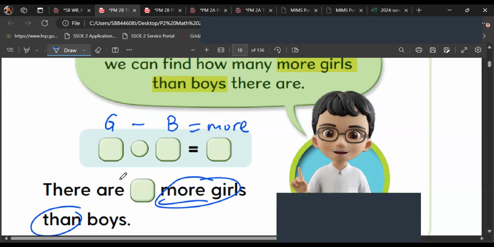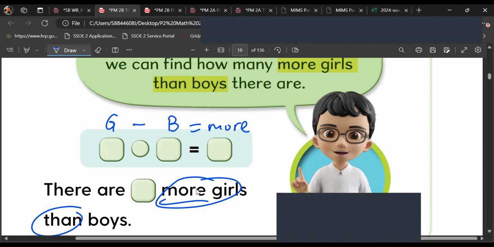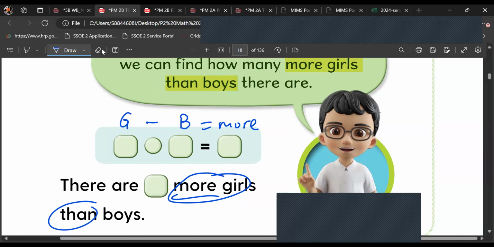So I can write how many girls are there now? I know already from part A. How many girls are there? 415. And then minus how many? How many boys are there? Boys. 250. So I do my working at the side.